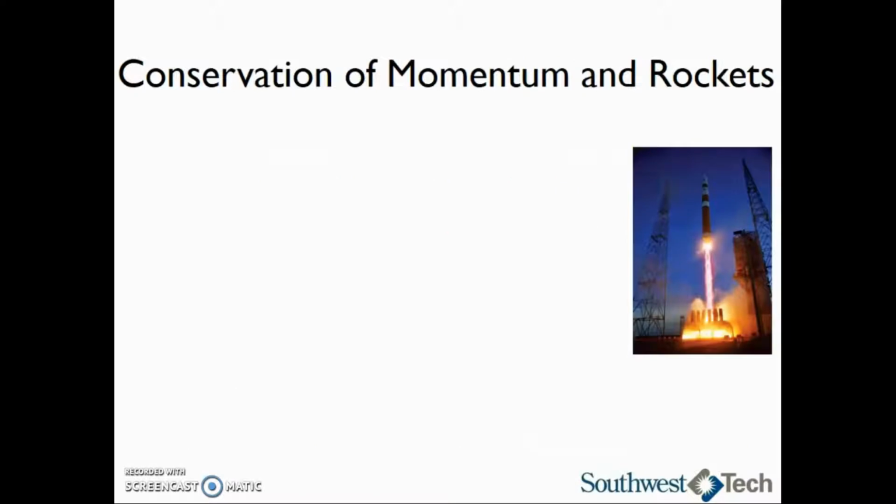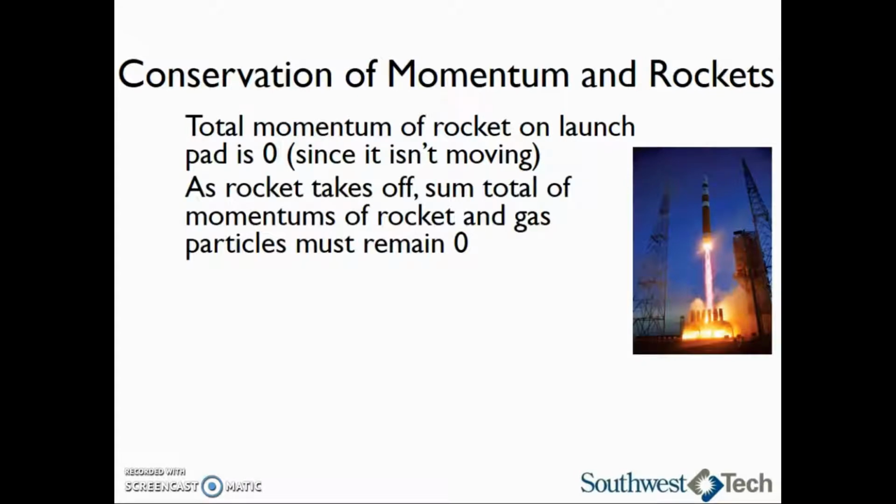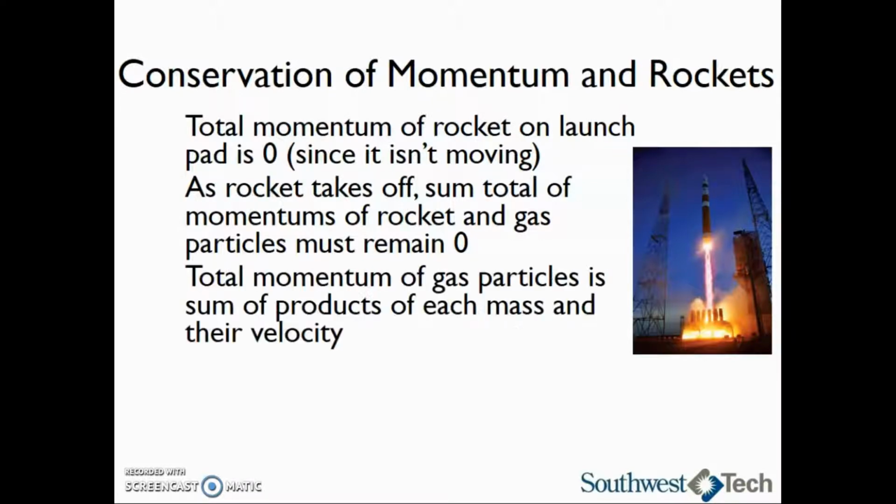Let's take another conceptual look at conservation of momentum, this time using rockets. The total momentum of a rocket sitting on a launch pad is 0 since the rocket initially isn't moving. As the engines are fired and the rocket takes off, the sum total of the momentum of the rocket and all of the gas particles must still equal 0. If we are looking individually at each of the gas particles, the momentum of the gas particles is equal to the mass of each particle times its velocity. The total momentum of all of the gas particles is the sum total of each of the masses times velocities.